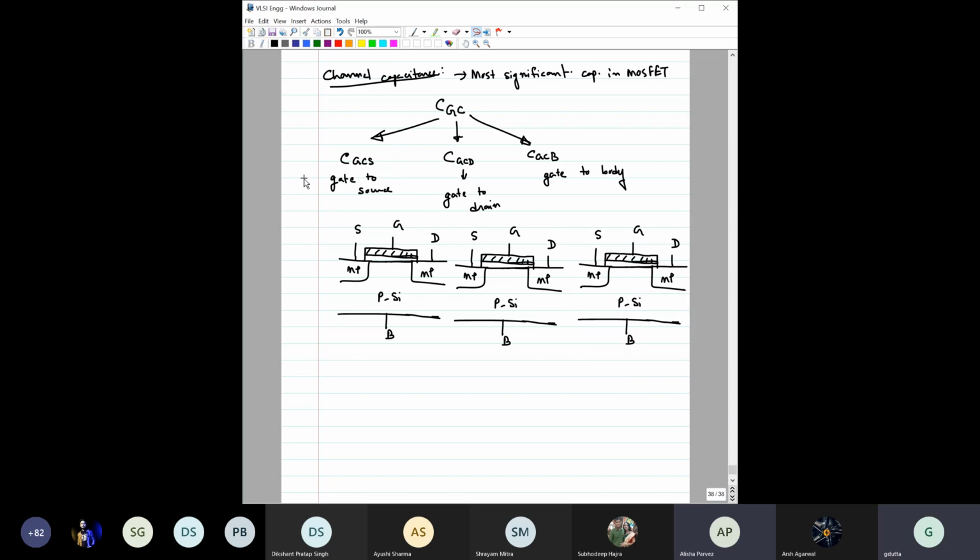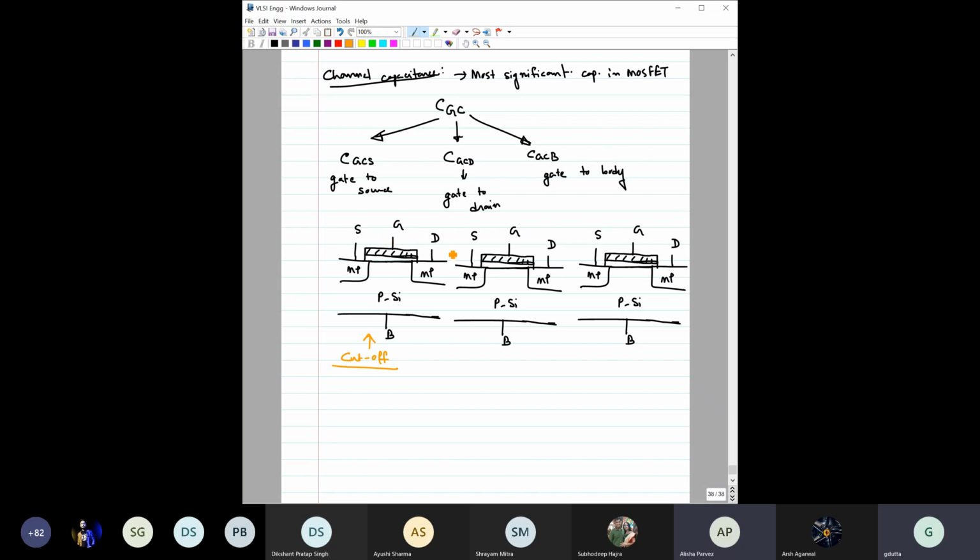Now let us discuss 3 different scenarios. First is the cutoff. So this scenario is for cutoff. When you have a cutoff, that means the gate voltage is below the threshold voltage. Say you have not applied any gate voltage. Here, say the threshold voltage is 0.5 volt, and you have applied gate voltage equal to 0.